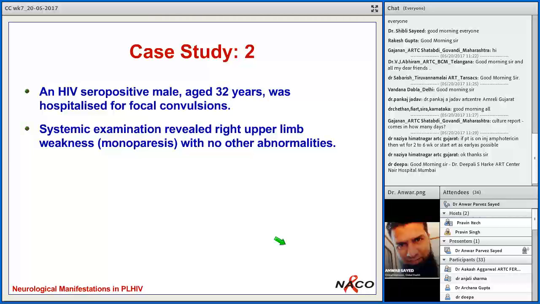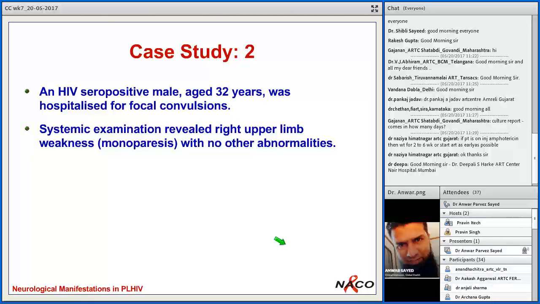Cryptococcus, again: lymphocytes may be normal, protein may be elevated, and sugar will be a little bit low, not very low. India ink preparation will be positive. An antigen test or culture can be done. This is what I was talking about.